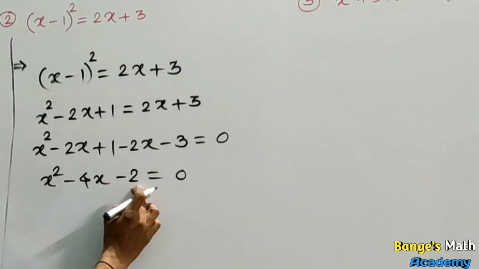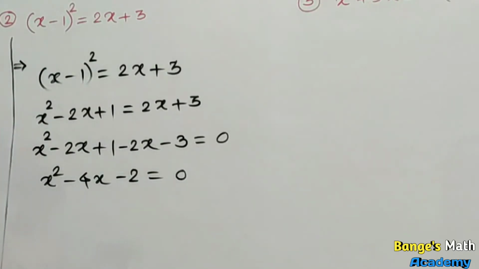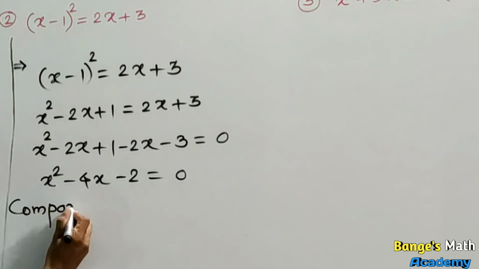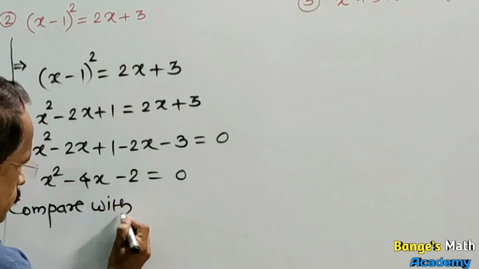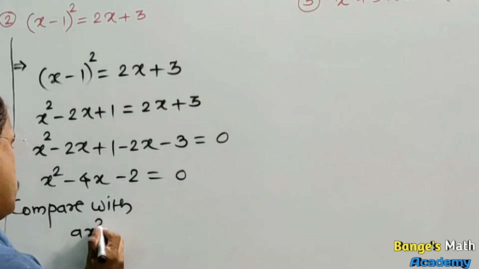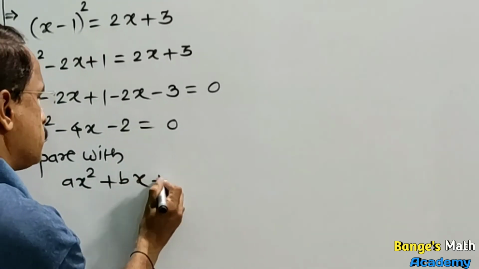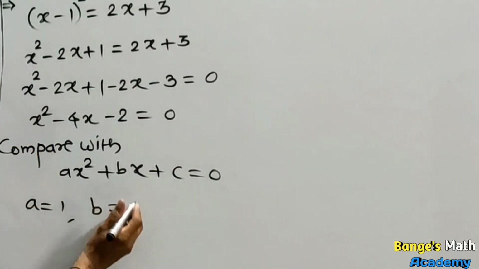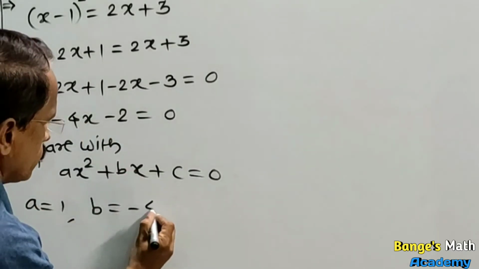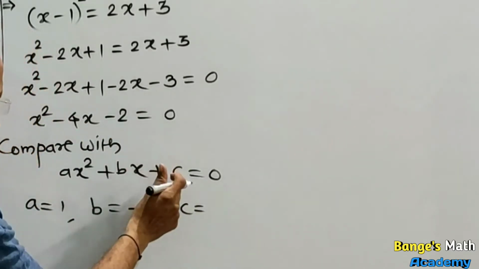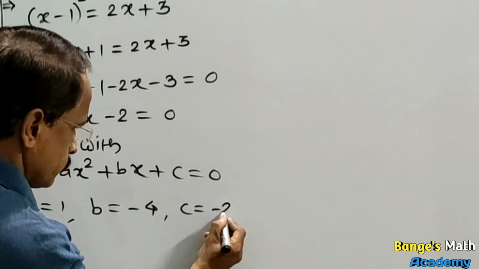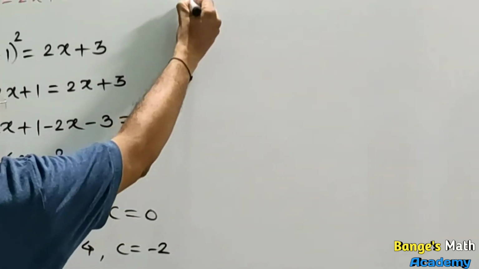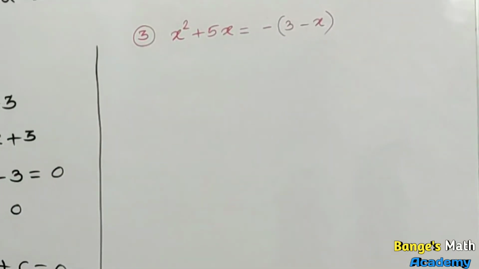We converted the given equation into the form ax square plus bx plus c is equal to 0. So compare with ax square plus bx plus c is equal to 0. Value of a is 1. Value of b is minus 4. Value of c is minus 2. Then third example.